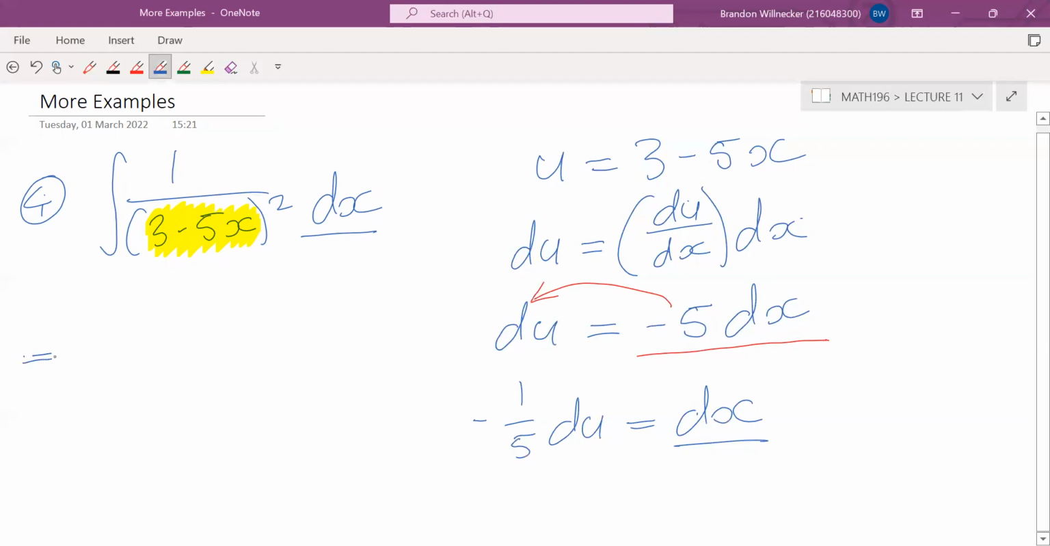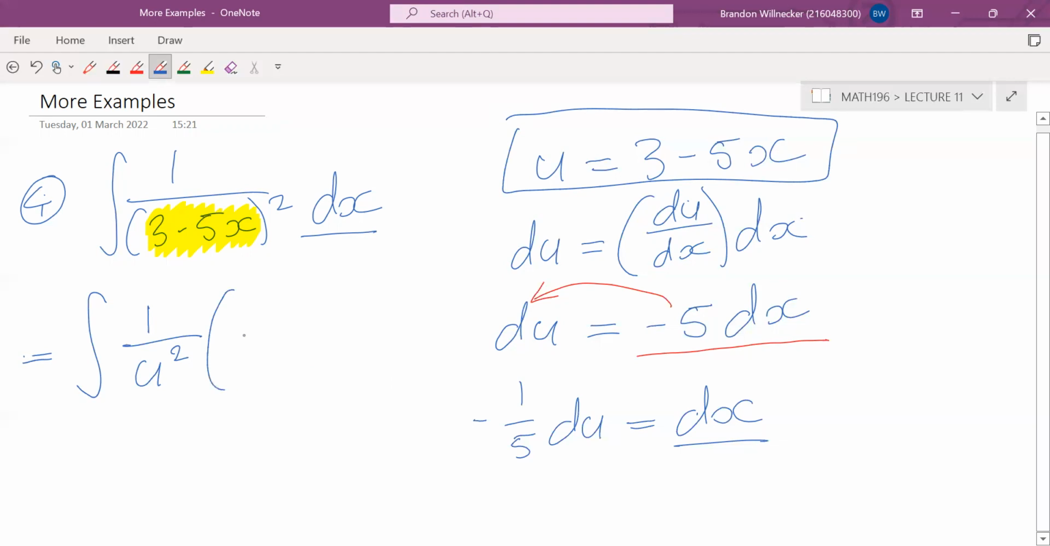So let's do that. This is equal to 1 over (3 minus 5x) all squared, which is now going to become 1 over u squared. I have replaced 3 minus 5x with u. That is exactly what we said at the top here. dx gets replaced with minus 1/5 du. It is just a replacement. You don't have to do much thinking. Before we had 3 minus 5x, we replace that with u. dx, we replace that with minus 1/5 du. It's just a replacement.